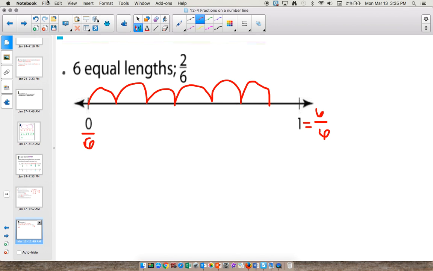So I didn't do very, very good on this. Maybe I can fix it. 1, 2, 3, 4, 5, 6. It's not going to be perfect, but at least it's 6 sections. So now I just have to label 2/6. I don't even have to label the whole number line. I just have to label 2/6. So I know this is 0/6. I know this is 1/6. And I know this is 2/6.